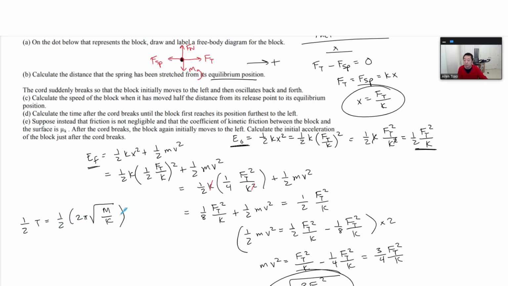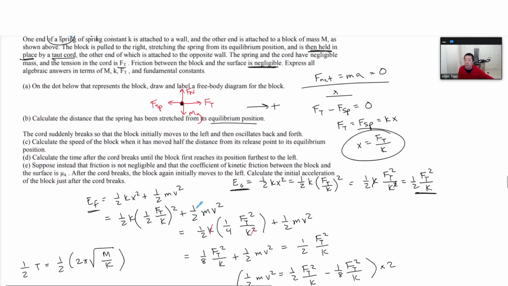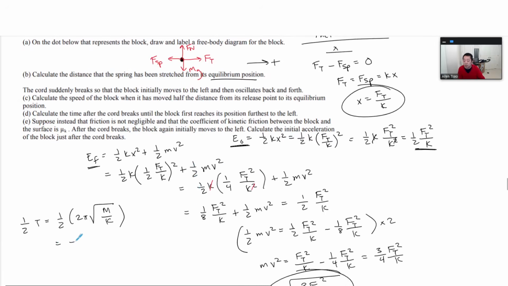Okay, and the 1/2 and the 2 cancel, and you can just do an m and k. So this would just be pi root m over k. That one's actually really easy. The period equation is pretty straightforward. It's just 2 pi root m over k, but that time is the time to go all the way there and back. To just go there is half the time.